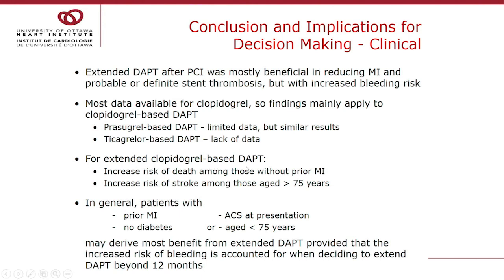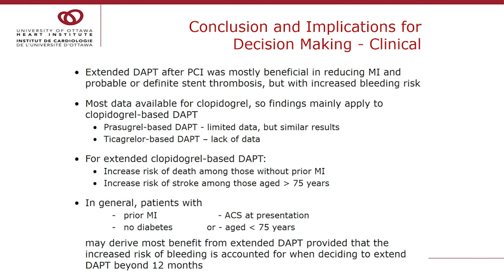For extended clopidogrel-based DAPT, there's an increased risk of death among those without prior MI, if they got the extended DAPT. And there was an increased risk of stroke among those who are older, over the age of 75 years. What about the general group? So in general, patients who had a prior MI, or patients who presented to PCI with ACS, or patients who are not diabetic, I should say a patient who does not have diabetes, or a younger patient under the age of 75 years, may derive most benefit from extended DAPT, provided that the increased risk of bleeding is accounted for when deciding to extend DAPT beyond 12 months. So that's the bottom line, the clinical result.